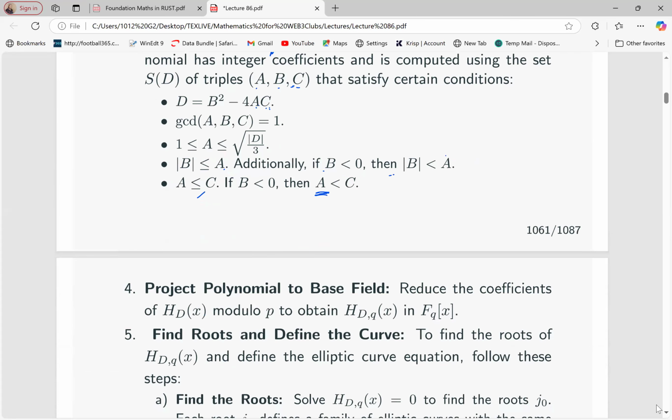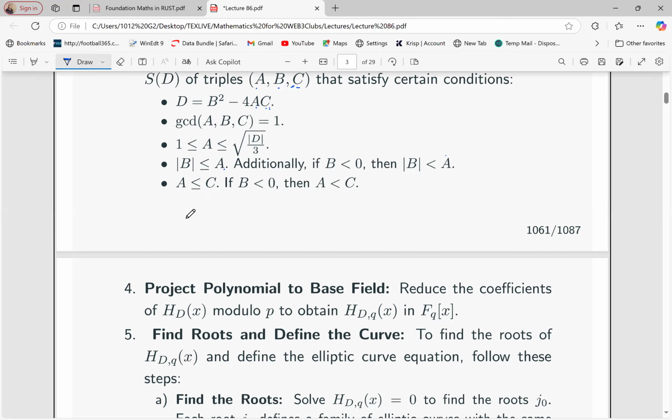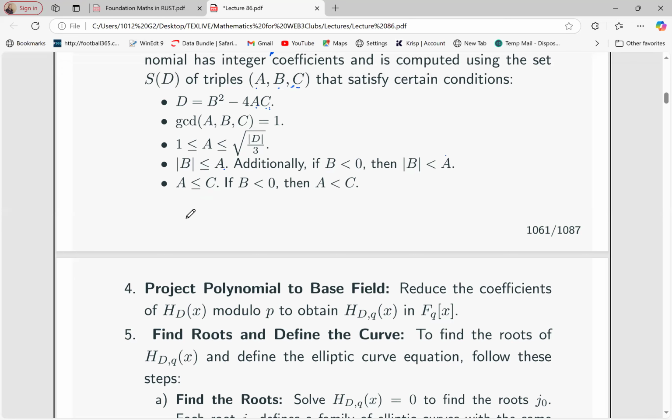And that Hilbert class polynomial, we shall be using our code to do that. We shall use our code first of all to get us our J invariant and then come up with that polynomial. Now, the next thing, we will project the polynomial to the base field. We then project it to the base field, our field that we want. Remember, we chose the field in step 1.